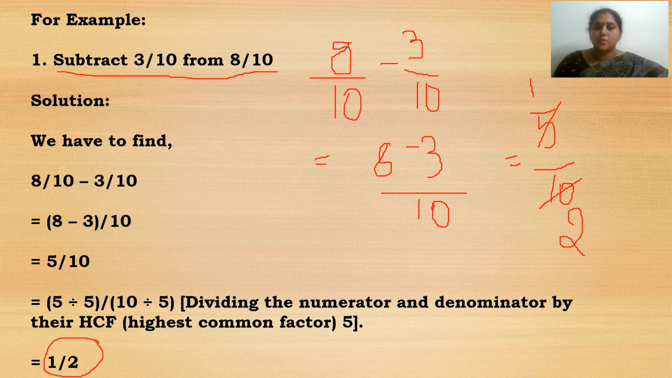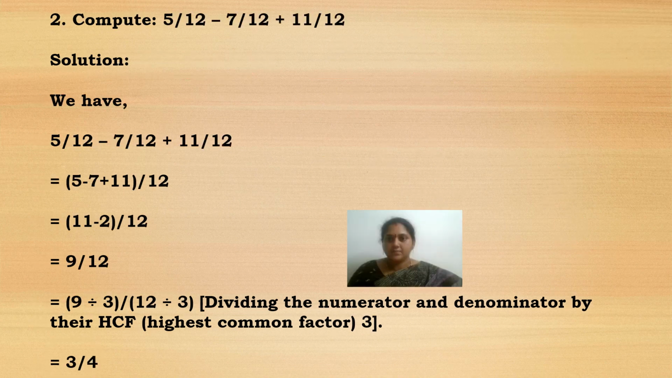This is how we are going to subtract our fractions. If we can convert the fraction into the smallest fraction by identifying their highest common factor, we can cancel it and we can write it in the smallest form also. Now one more example we will see here.